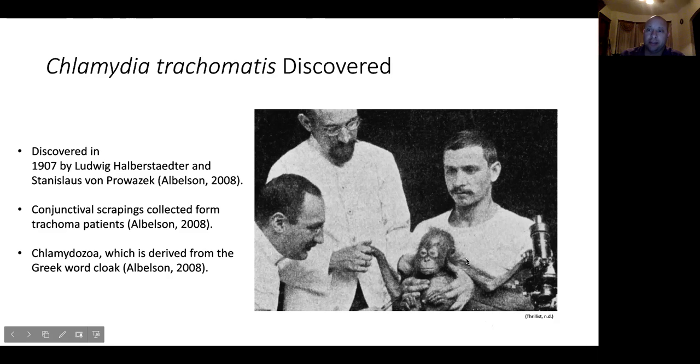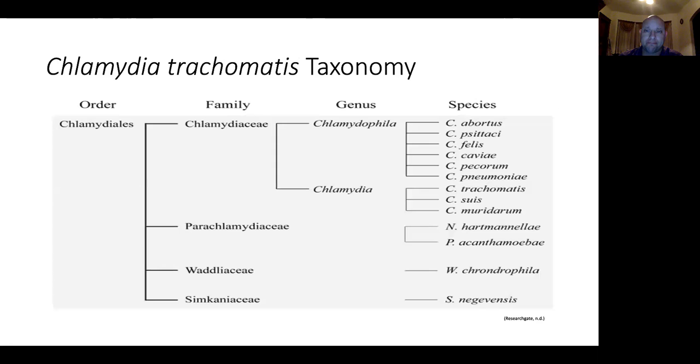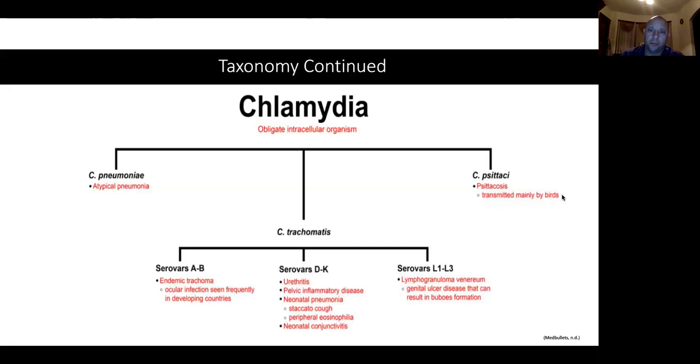Now let us look at the taxonomy of Chlamydia trachomatis. Chlamydia comes from the order Chlamydiales. The family is Chlamydiaceae, the genus is Chlamydia, and the species is trachomatis. So Chlamydia trachomatis is what we're concentrating on today. Let us look further at how we could break this down.